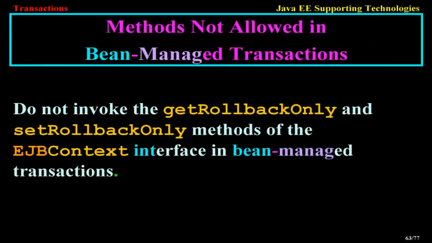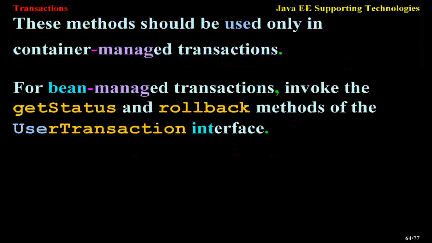Methods not allowed in bean-managed transactions. Do not invoke the getRollbackOnly and setRollbackOnly methods of the EJBContext interface in bean-managed transactions. These methods should be used only in container-managed transactions. For bean-managed transactions, invoke the getStatus and rollback methods of the UserTransaction interface.